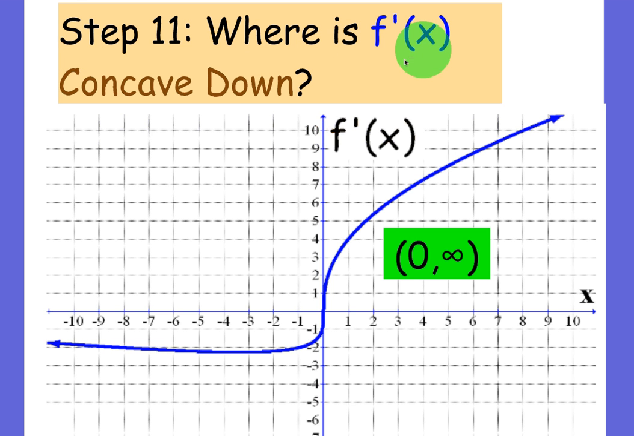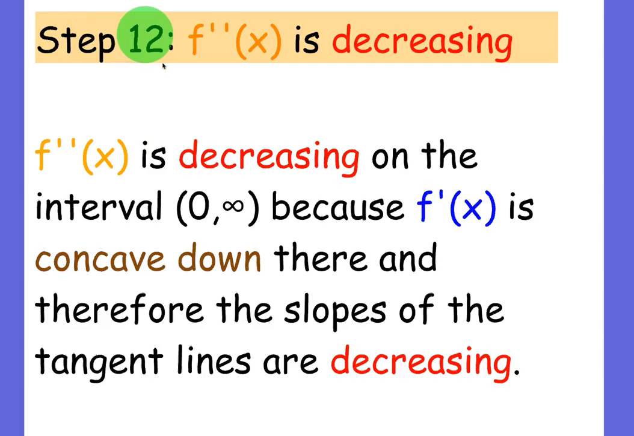Step 11, where is f prime of x concave down? Well, we can see it's concave down from 0 to infinity, meaning the slope of the tangent line is decreasing. And because of that, f double prime of x will be decreasing from 0 to infinity. Step 12, f double prime of x is decreasing on the interval 0 to infinity because f prime of x is concave down there, and therefore the slopes of the tangent lines are decreasing.